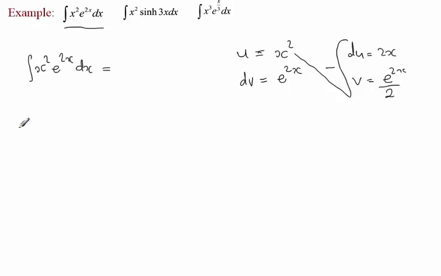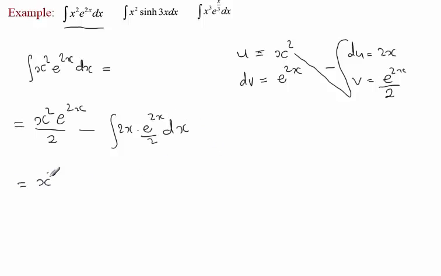So how do I organize it back to the formula? I'll multiply u and v, which I'm going to get x squared e^2x over 2, minus, you can see the minus sign there, and then the integral of what is on the left hand side of the integral, on the right hand side of the integral. What is there? It's a 2x, and e^2x divided by 2, with respect to x. Organizing that, I get x squared e^2x over 2 minus, this 2 and that 2 simplify to a 1. Then I've got the integral of x e^2x dx.